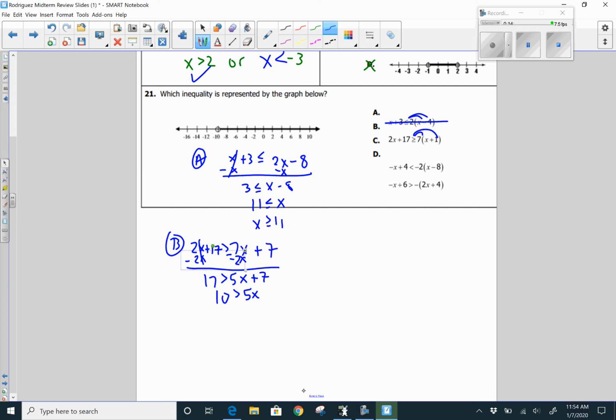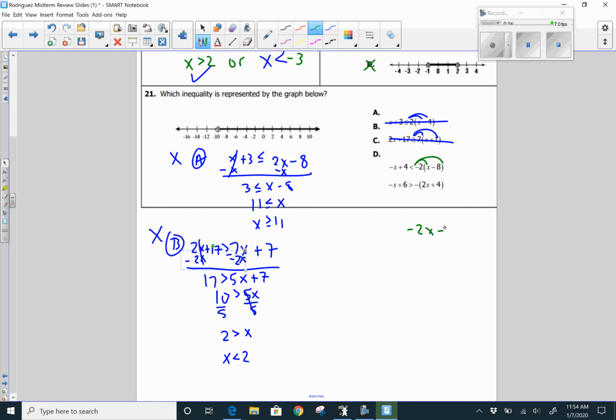Divide both sides by 2. I'm sorry, divide both sides by 5. You can tell I'm tired. So 2 is greater than x. If I flip that around, x is less than 2. That is not what that says. So B is also not it. C. If I distribute that, negative 2 times x is negative 2x.